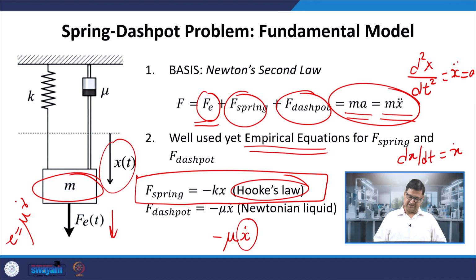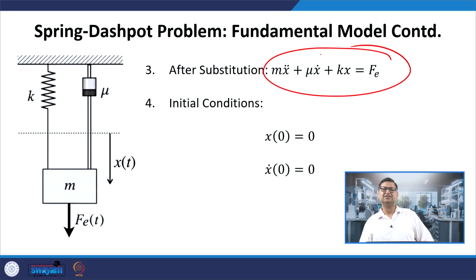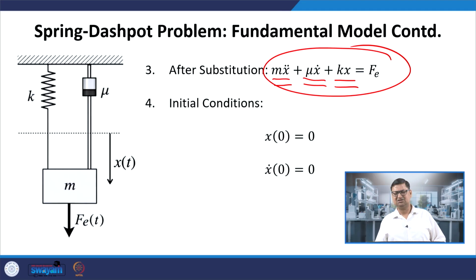So, we can basically use these empirical equations within a fundamental model, but it is kind of an accepted theory. It is not like totally empirical. We are not doing any experiment as such, but the equation itself has been derived by empirical means. Okay. So, if I plug these things in, basically I will get an equation something like this, a second order equation, m d2x by dt square, m x double dot, plus mu dx by dt, mu x dot, plus kx is equal to Fe. And now we require initial conditions in order to solve this ordinary differential equation.